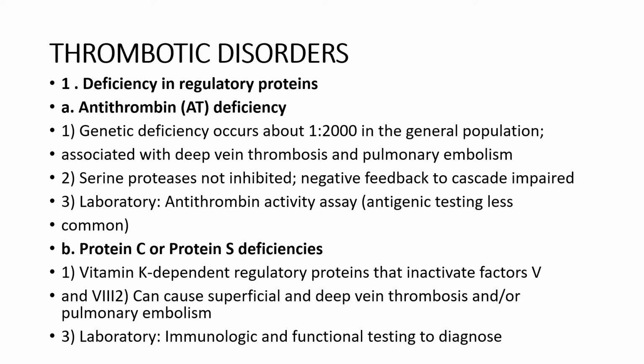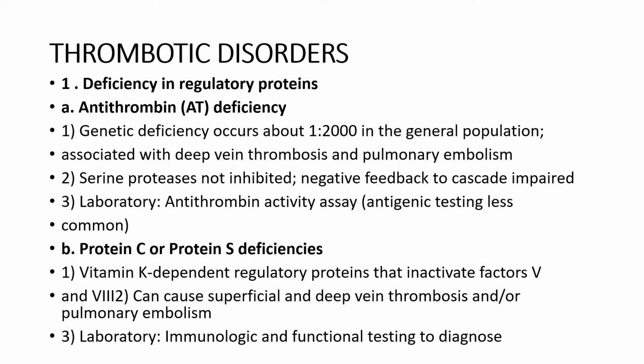and pulmonary embolism. So when the blood clots are deposited in those areas like the veins and the pulmonary circulation, this may be because of antithrombin deficiency. Because it is deficient, the enzymes are not inhibited, and there is an impaired negative feedback to the cascade process. So there is an activity assay, a direct activity assay for this substance.